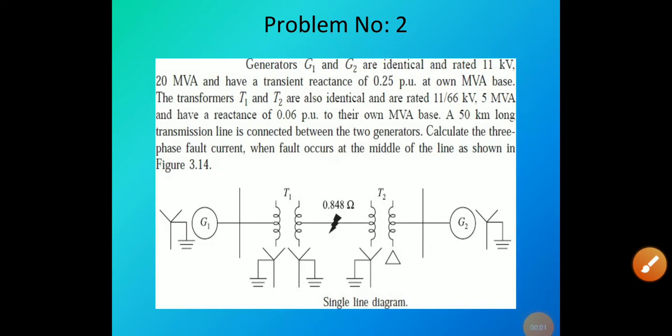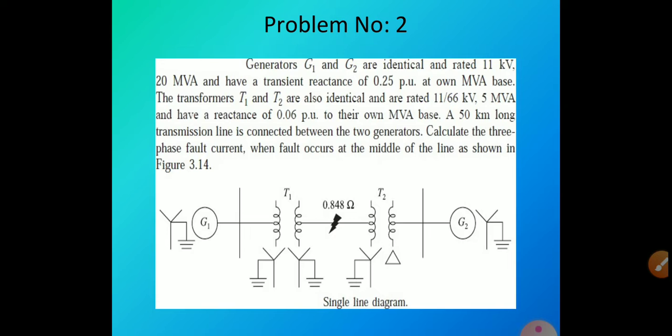Good morning, students. In today's class, we are going to discuss the problem of the three-phase fault current when a fault occurs at the middle of the line, which is shown in the figure and represented by using the single line diagram. So this problem I am going to explain to you in detail.